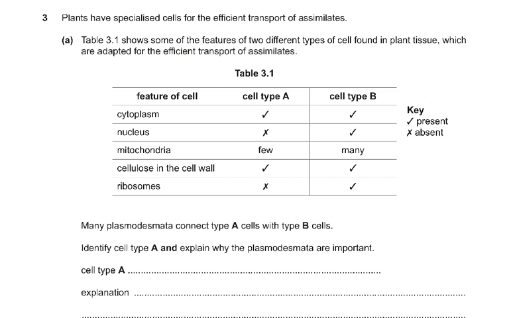Question number 3. Plants have specialized cells for the efficient transport of assimilates. Table 3.1 shows the features of two different types of cell found in plant tissue, cell type A and cell type B, adapted for the efficient transport of assimilates. Cytoplasm, both of them have it. Nucleus is not present in cell A, present in B. Mitochondria, few, many. Cellulose in the cell wall present in both. Ribosomes not present in A but present in B. Many plasmodesmata connect type A cell with type B cell. Well, if it has many mitochondria, it has to be a companion cell.